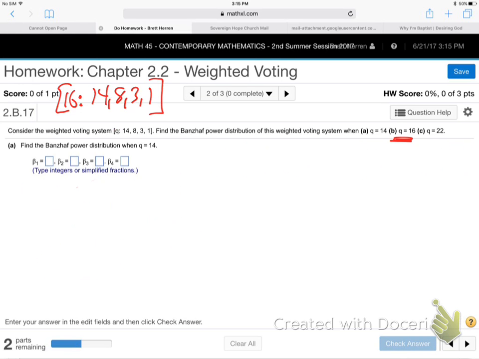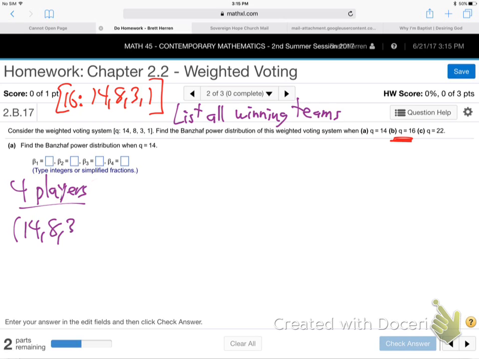All right, so let's do part B here. So first off, list all winning teams. All winning teams. So first off, all the teams with 4 players. That's just all 4 players. So just list 14, 8, 3, 1. Done. And then next, list all the 3-player winning teams. Then all the 2-player. And on you go. I'll give you a second.